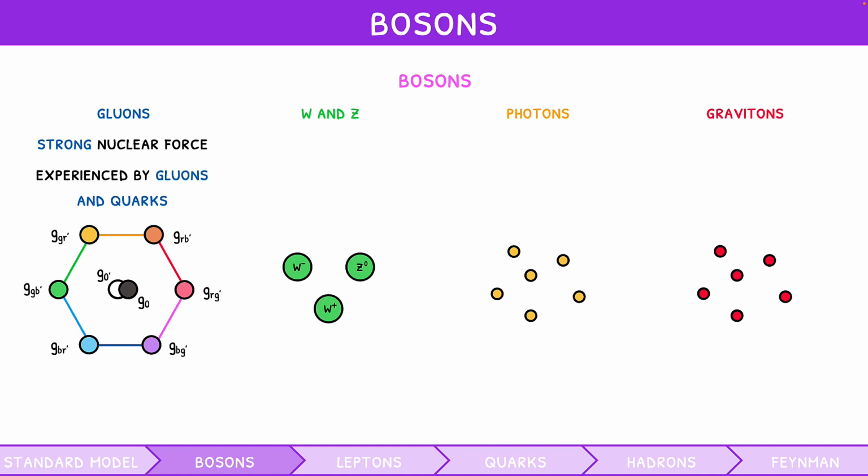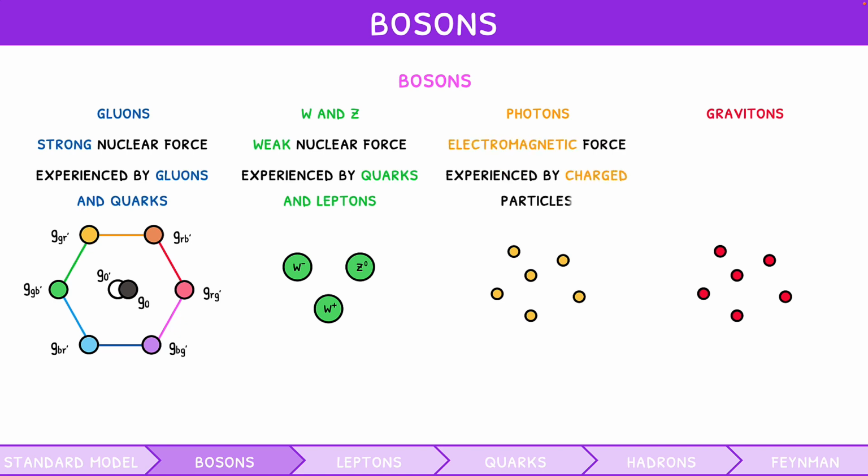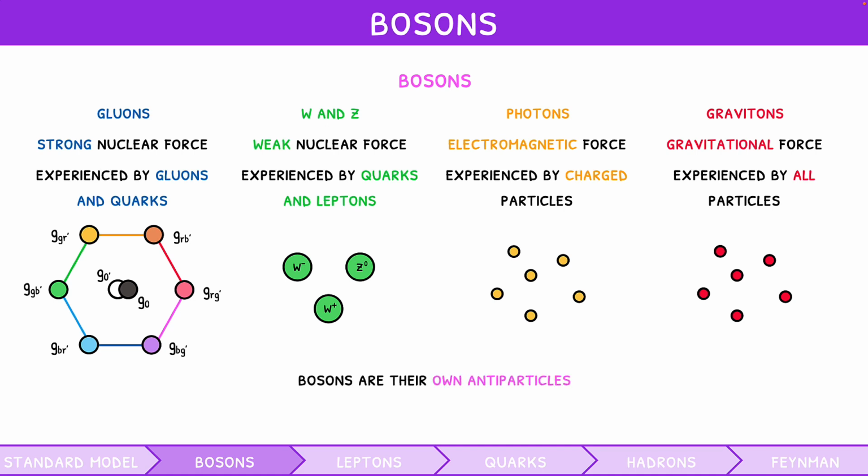W-, W+, and Z0 bosons mediate the weak nuclear force experienced by quarks and leptons. Photons mediate the electromagnetic force experienced by charged particles, and gravitons mediate the gravitational force experienced by all particles. It is important to note that all bosons are an exception in that they are their own antiparticles, i.e. the antiparticle of a photon is a photon. The exception to this exception is W-, whose antiparticle is W+.